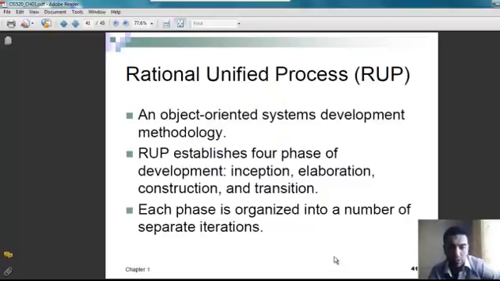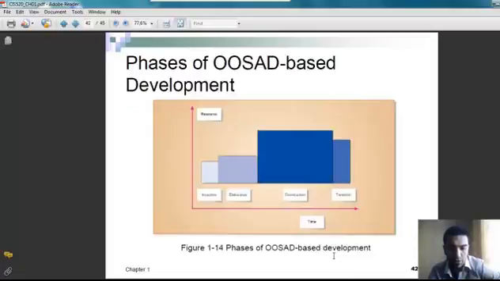Rational unified process, an object-oriented systems development methodology. RUP establishes four phases of development: inception, elaboration, construction, and transition. Each phase is organized into a number of separate iterations.